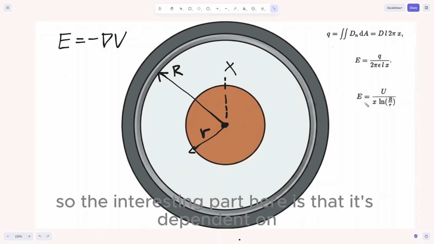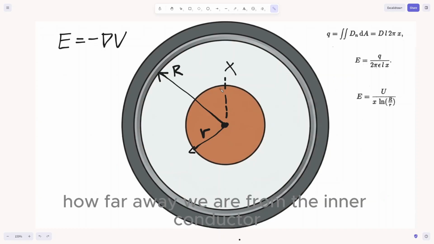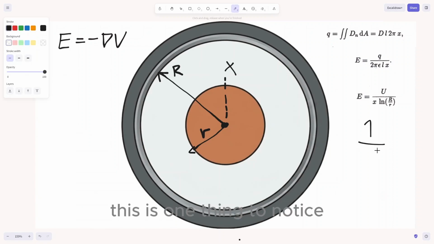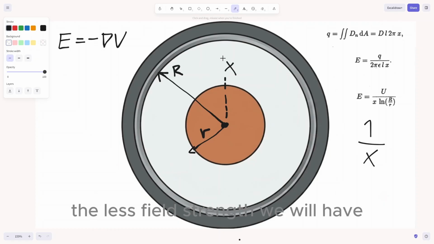So the interesting part here is that it's dependent on how far away we are from the inner conductor. So it decreases by 1 over x. This is one thing to notice. So E decreases by 1 over x, meaning that the further away we get from the inner conductor, the less field strength we will have.